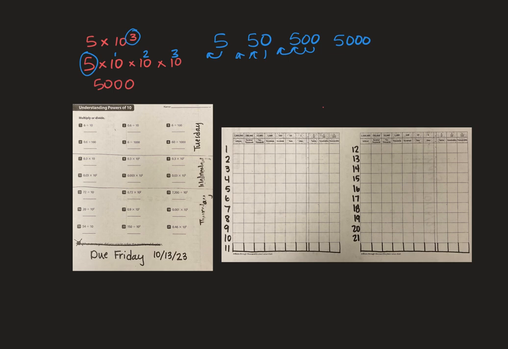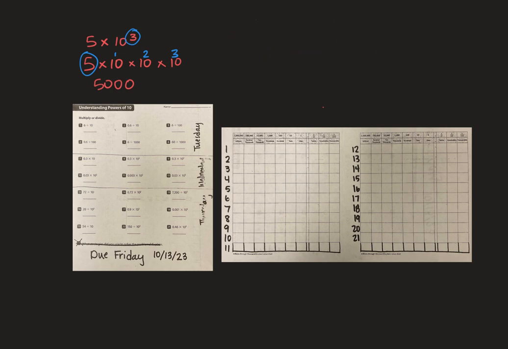Okay, so our 5 has gone from the ones place to the tens place to the hundreds place, now to the thousands place, only by multiplying that number by 10 3 times. Okay, and it works the same whenever we divide. So I'm going to erase. It works the exact same way when we divide.